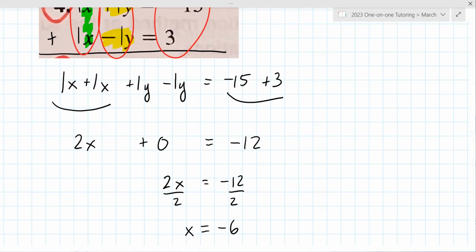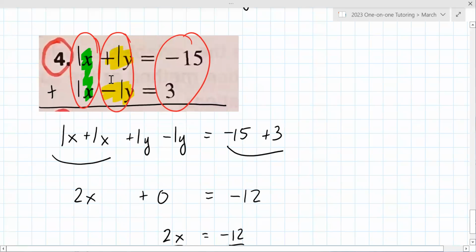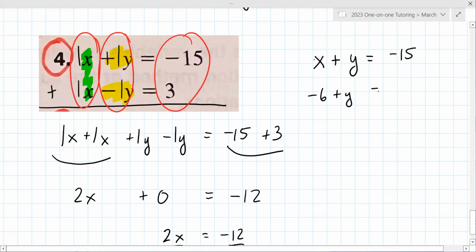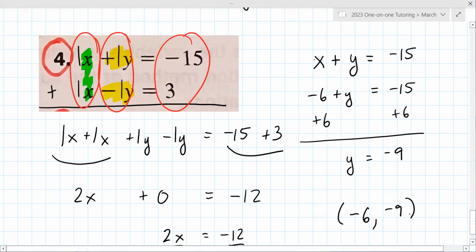Now you might say, okay, well, I got it, but you have to go back and find y. So you have to choose one equation or the other. We're going to choose the top equation because x and y are both positive in it, and you want to limit how many negative signs, subtraction signs you end up having to interact with. So from here, you put that value of -6 in for x: -6 plus y equals -15. Add 6 on both sides, y equals -9. So your answer is -6, -9.